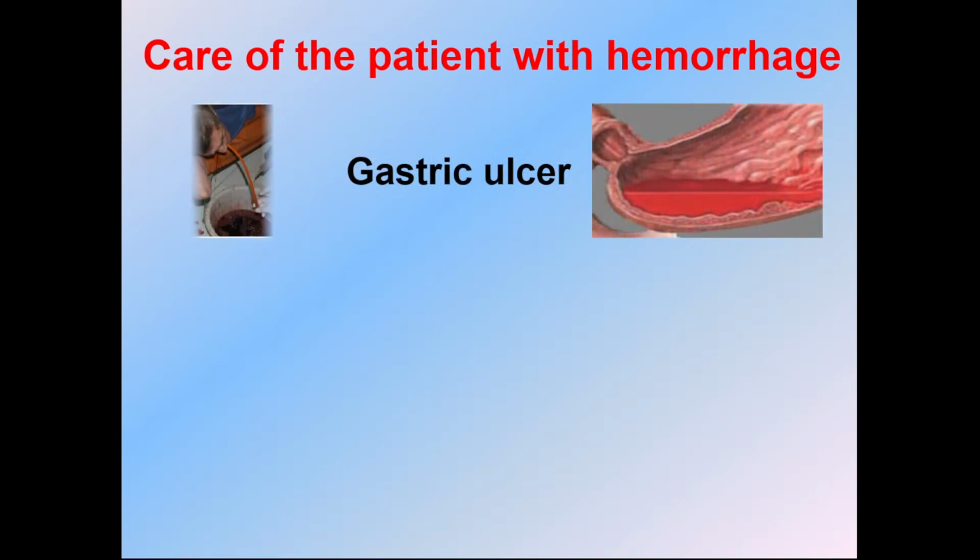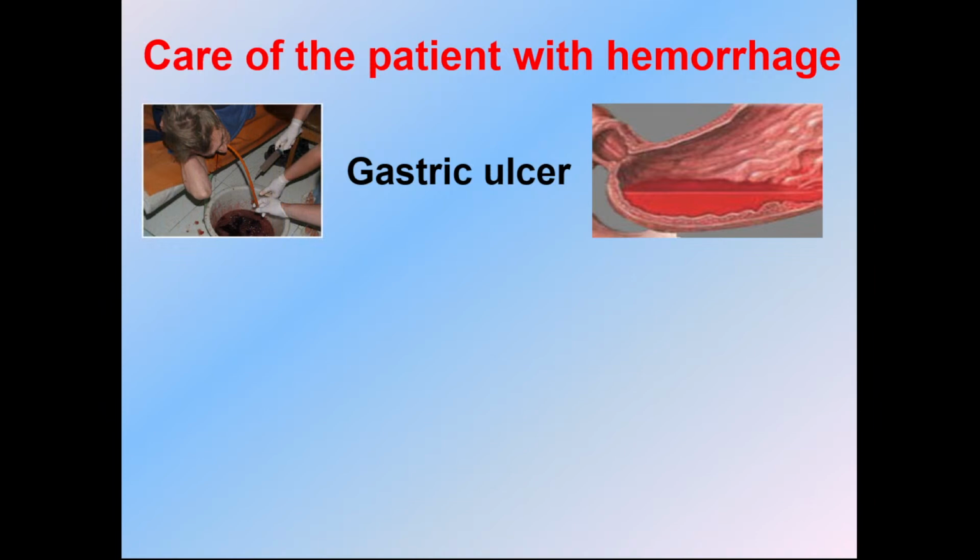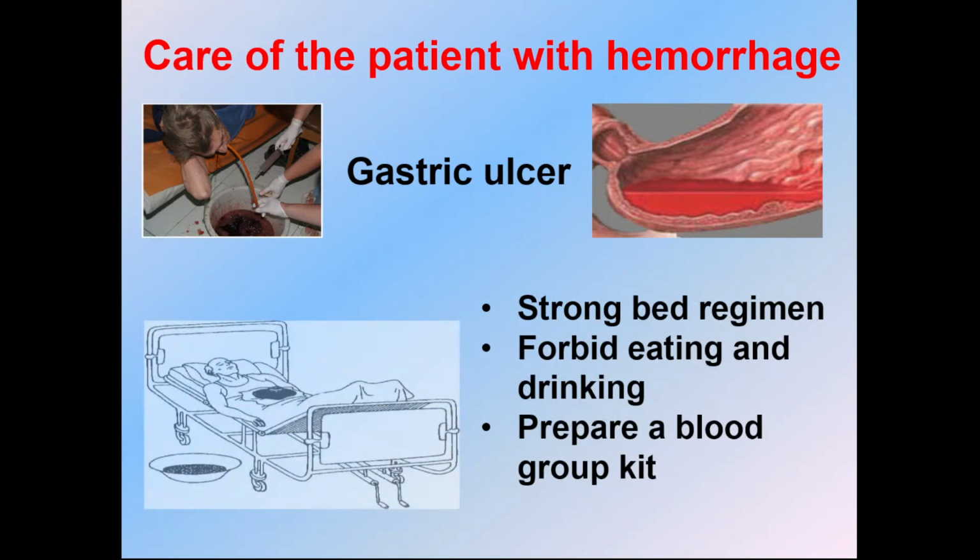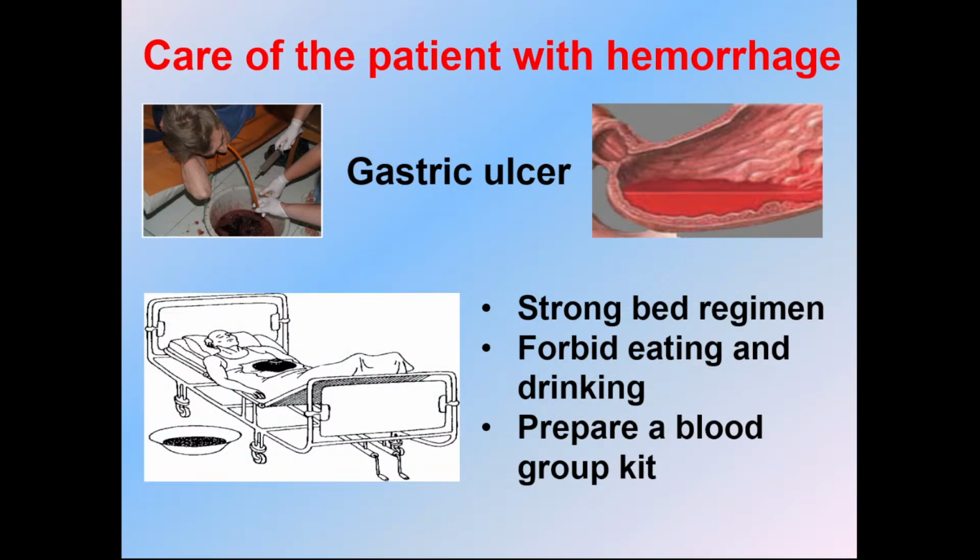Care of the patient with hemorrhage, bloody vomiting. You see, due to a cancerous or ulcerative process in the stomach, blood can come back through the mouth. You see a lot of blood. This may be a patient with damage of a varicose dilated esophageal vein, or maybe a patient with a gastric ulcer or growth of a tumor and its degradation. First of all, this patient needs a strict bed regimen.